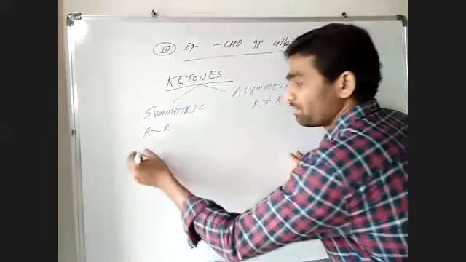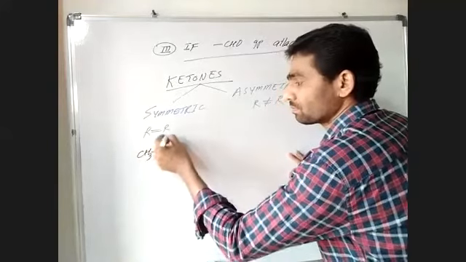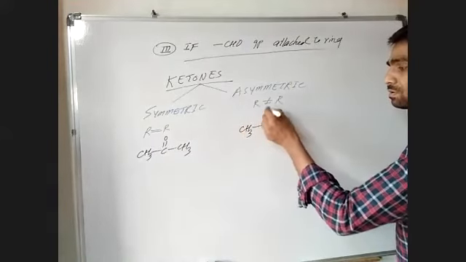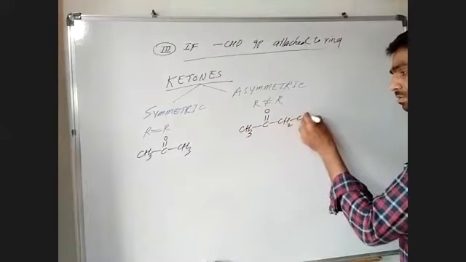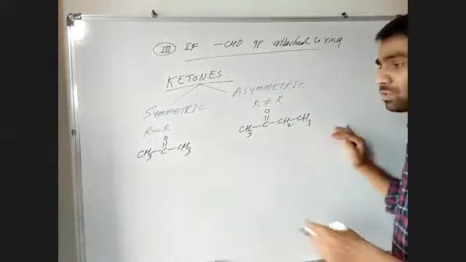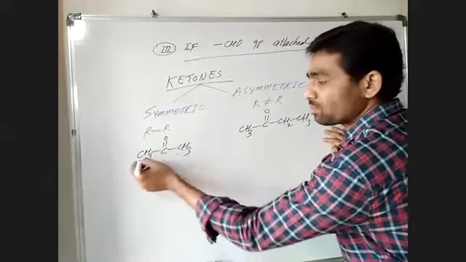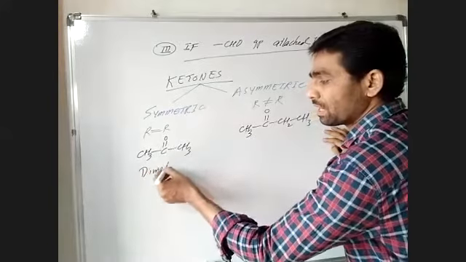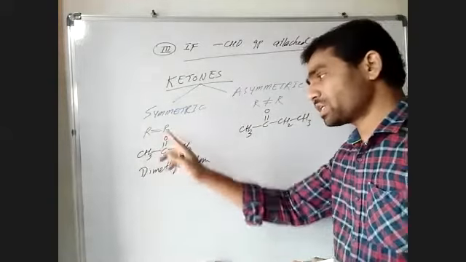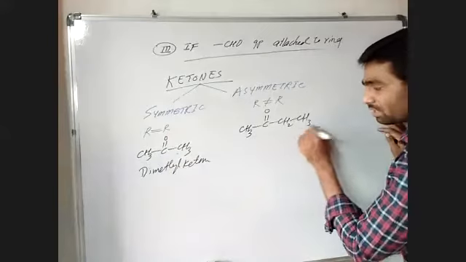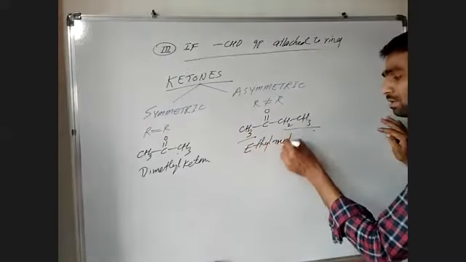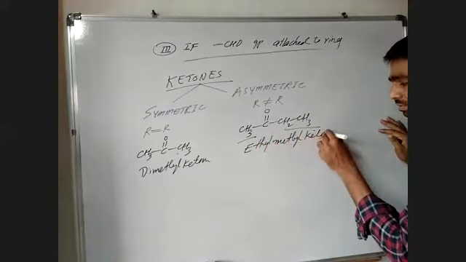See now, if I am using this one and I am using this one, so this R are same, this R are not same. So when we have symmetric, it is called as how many same group? 2 times. So we can say dimethyl ketone. Very simple. Dimethyl ketone. It is alphabetical order. Ethyl methyl ketone. This is what? Ethyl methyl ketone. Common name, right?